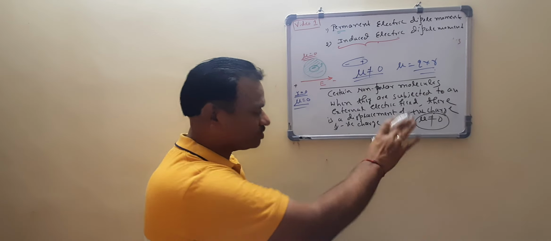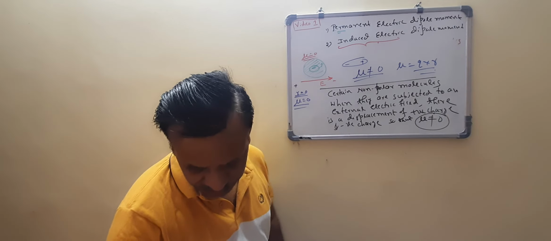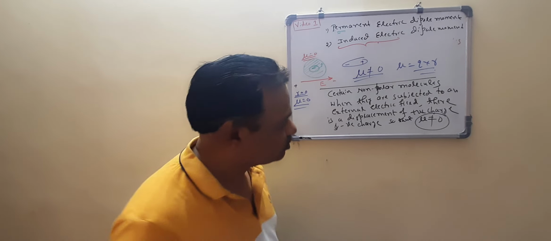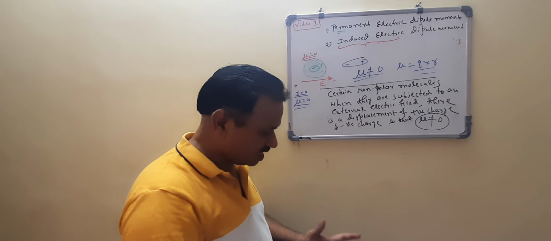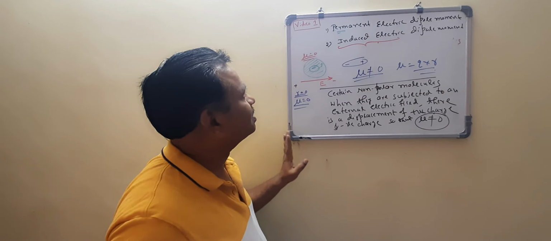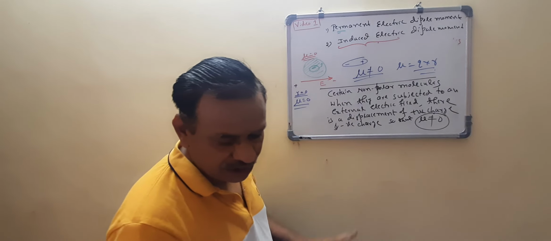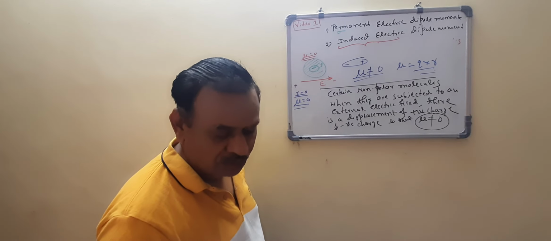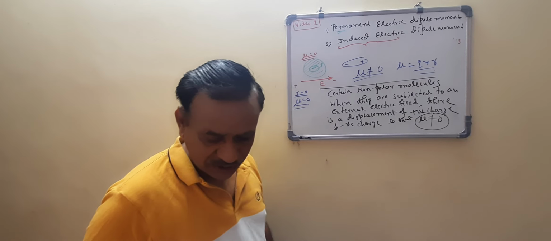I think you understood this. Certain molecules, when they are subjected to the field, possess one definite dipole moment produced here. These are called induced electric dipole moment and all that. Okay.